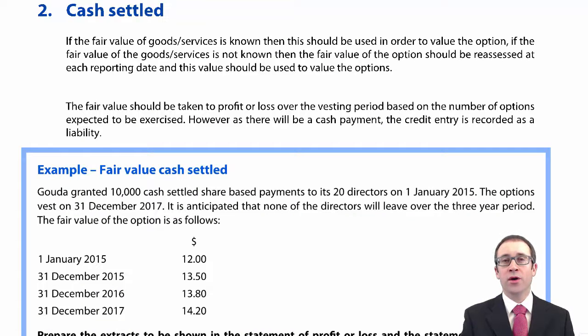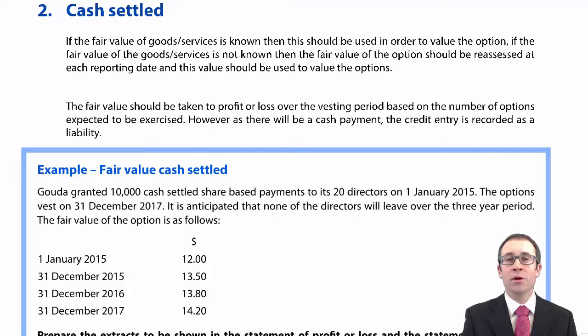So let's go through and look at the second share-based payment that we have, which is your cash settled. In the previous session, we went through and looked at equity settled, so I hope you're all comfortable with the theory behind that. Cash settled is very, very similar.